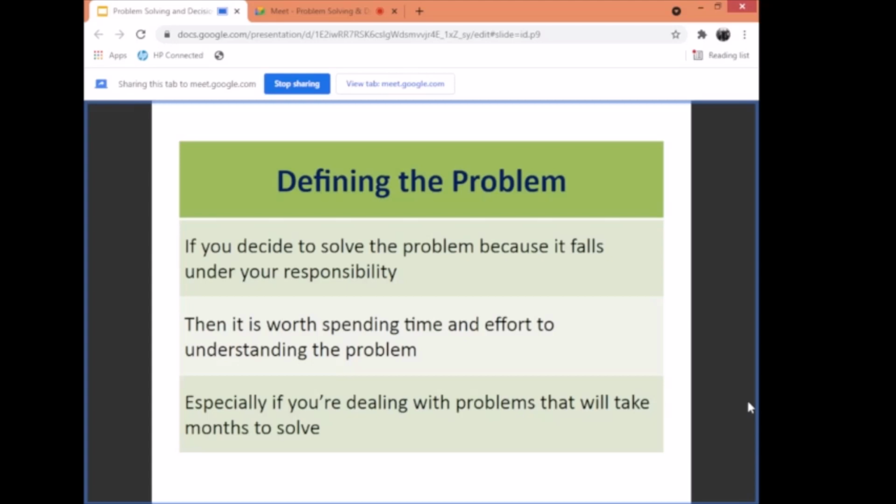You're getting more customers. You're attracting more customers, things like that. You are increasing your productivity, your efficiency, and that's meaningful problem solving. Especially if you're dealing with problems that will take months to solve. Okay.